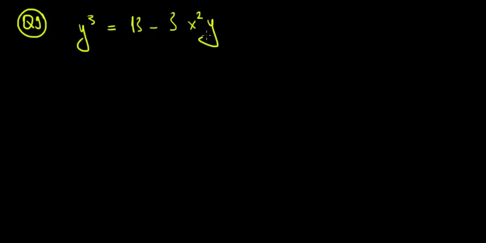Let's solve question 9 now. We're going to use implicit differentiation. So, question 9. We have a function where y cubed equals 13 minus 3x squared times y. And we want to know the derivative of y at the point (2, 1).